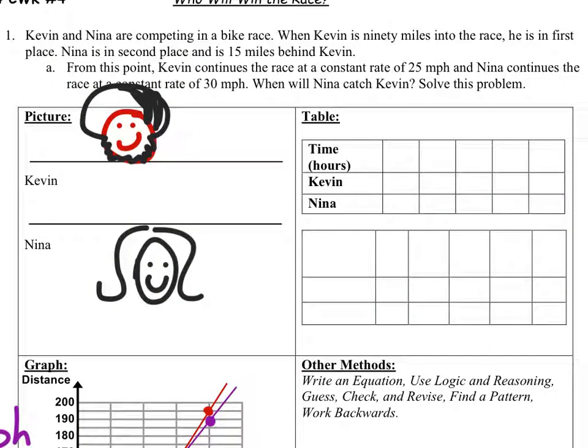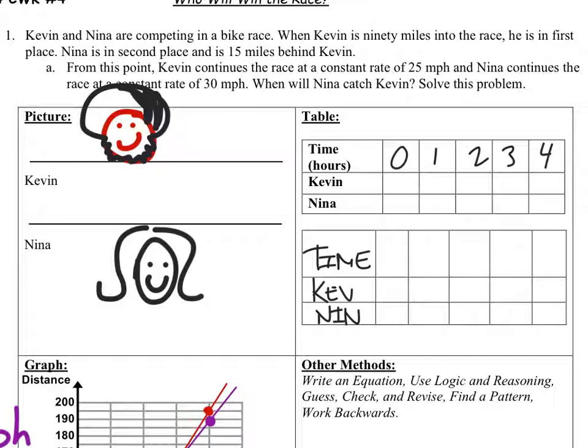Next up, it wants us to make a table. All right, table, time in hours. Let's start with 0 because our graph did. Then we'll go up 1 hour each time. 3 and 4, and then it stops, so it wants us to redo it down, up, and count. There's time. Here's Kev. And here's Nina. We'll just say Nin for ninja.